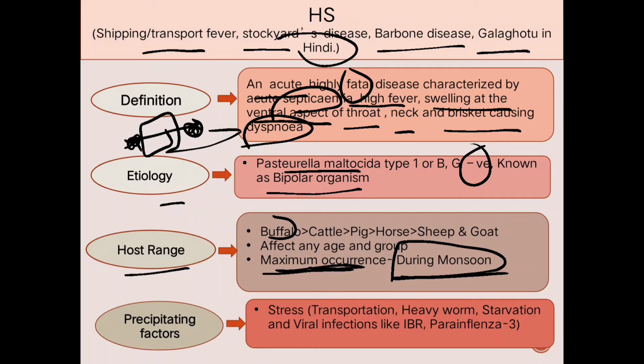Now, precipitating factors like stress, it may be because of transportation, heavy worm load in the GIT, starvation, and viral infections like IBR and parainfluenza. These factors can precipitate the disease HS, that is hemorrhagic septicemia.